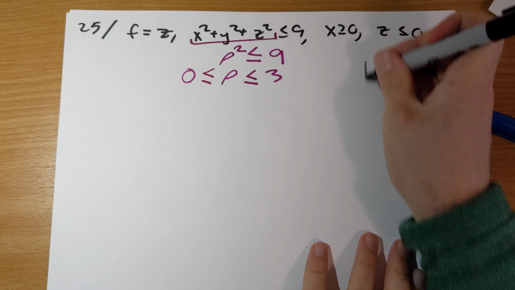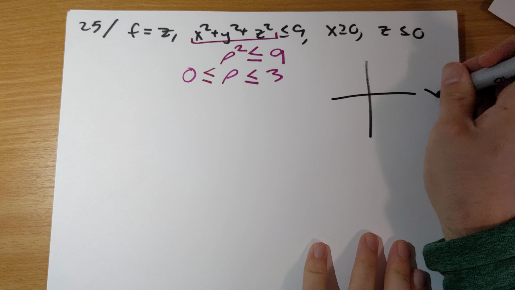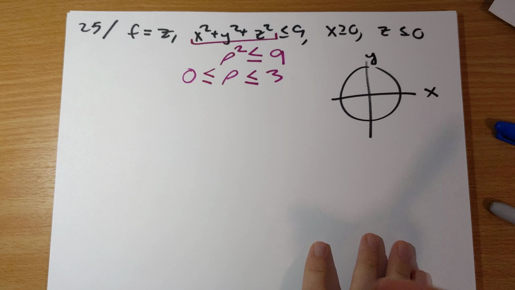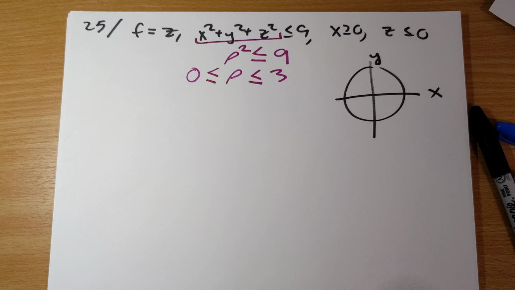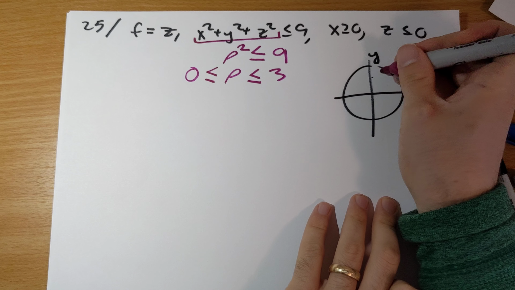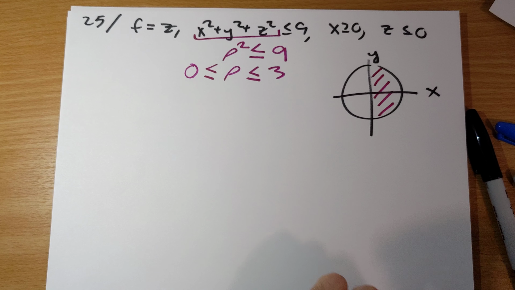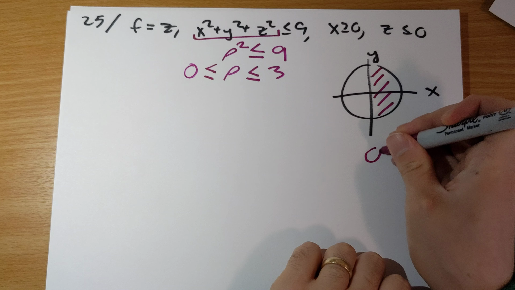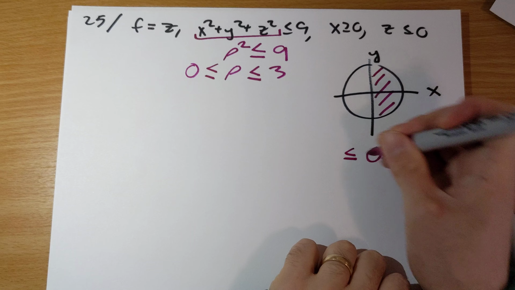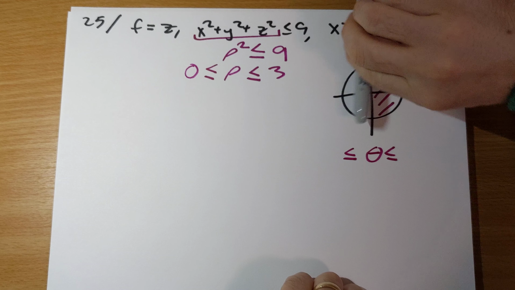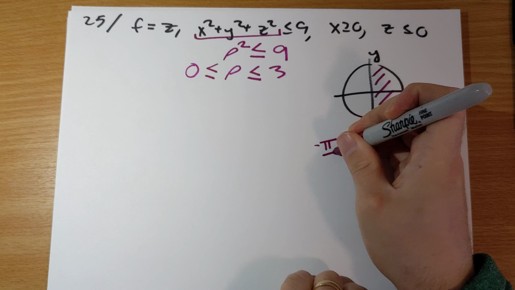As for x, in the xy plane, we project this to the xy plane. We're going to have x be greater than or equal to 0, so it's the right half of the circle in the xy plane. This will show us that theta can run from negative pi over 2 to pi over 2.